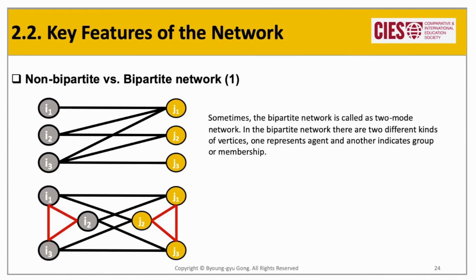A bipartite network means a network having two different types of vertices. For instance, in the example in this slide, vertices denoted as i indicate a person, while j means an event. In the bipartite network, vertices in the same category do not share direct edges between them, unlike the non-bipartite network. This is a very special kind of network but widely used more than we thought.